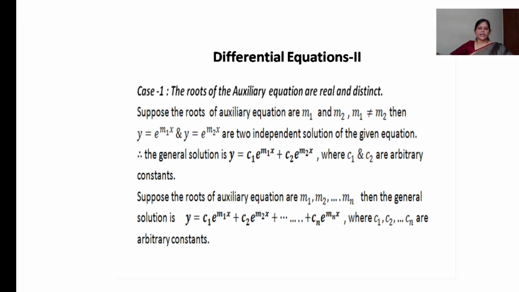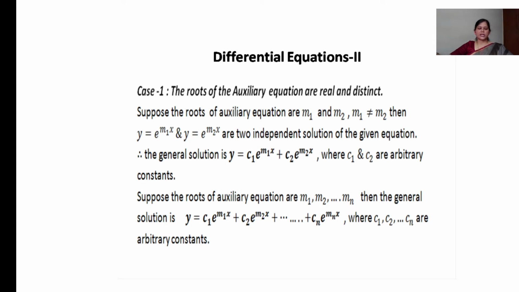So now we will go for case 1. The roots of auxiliary equation are real and distinct. Suppose the roots of the auxiliary equation are m1 and m2 and m1 not equal to m2, then y is equal to e to the power m1x and y is equal to e to the power m2x are two independent solutions of the given equation. Then the general solution is y is equal to c1 e to the power m1x plus c2 e to the power m2x, where c1 and c2 are arbitrary constants.